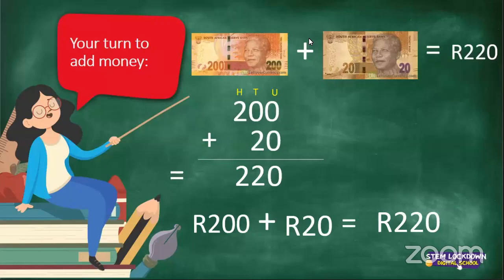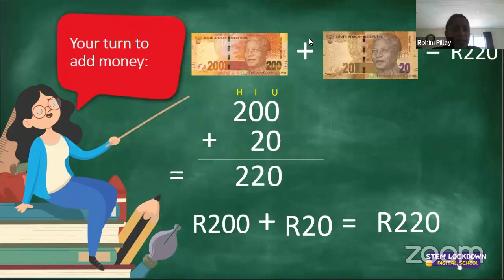What else can you buy with 220 rand? There's lots of things that you can buy with 220 rand. Snacks, books, good. Clothes, good. I see some of you are writing on the chat. Well done.